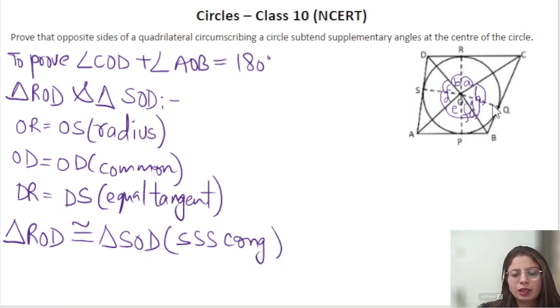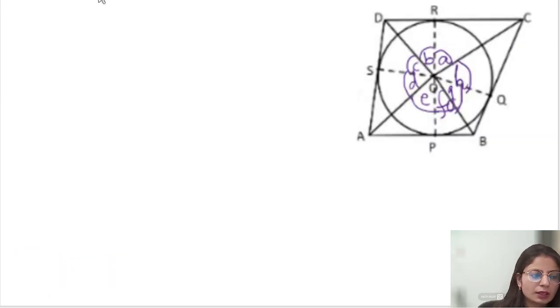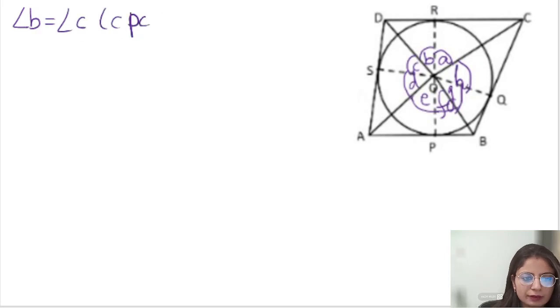Okay. So since these two triangles are congruent, we will have angle B equals angle C by CPCT. So angle B equals angle C because corresponding parts of congruent triangles are equal, right? So angle B equals angle C. Now we have proved that angle B equals angle C by CPCT, right?